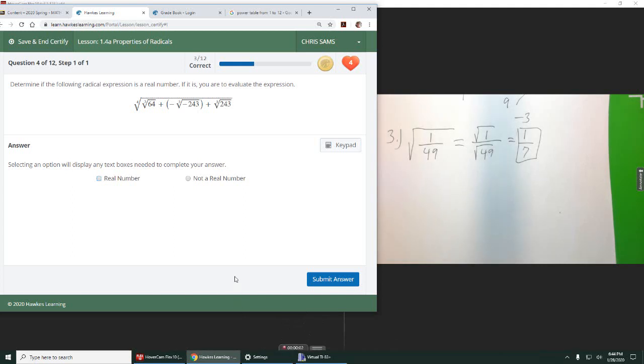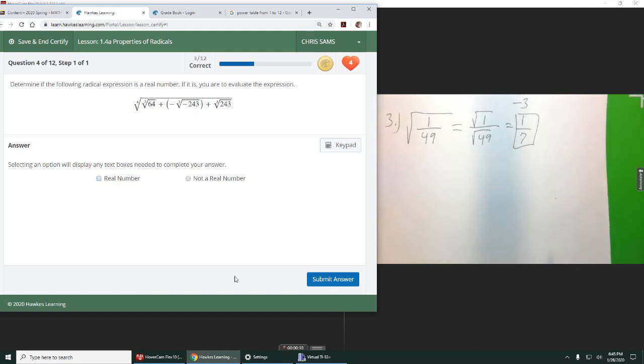Okay, number 4 looks a lot worse than it actually is. So it's kind of like grouping symbols. When you do order of operations, you have grouping symbols. You start inside and you work your way out. Okay, so we're going to be doing each one of these pieces one at a time, and then at the end we'll evaluate the last one.